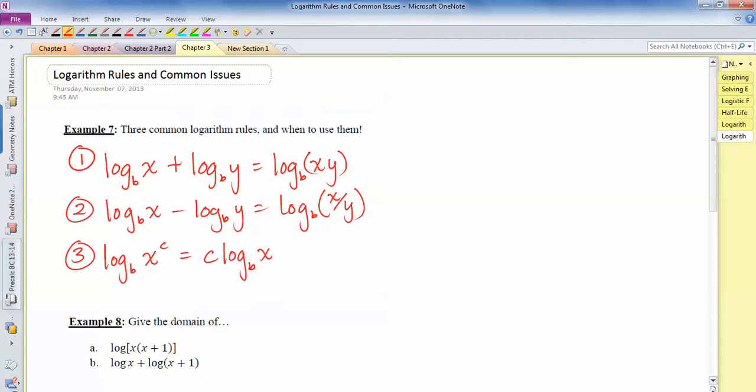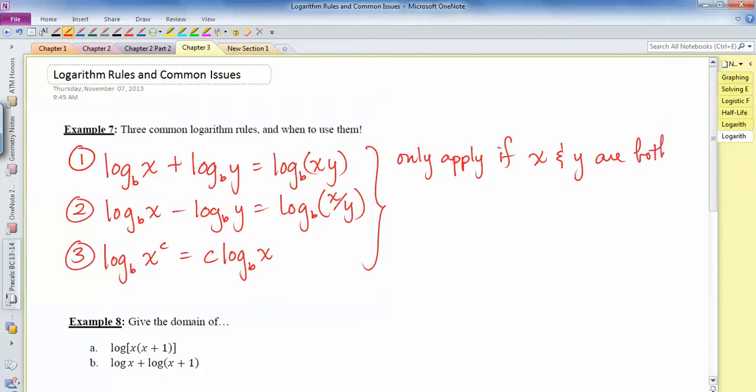So most students think, okay, great, I've got the rules, I can use them whenever I want, which is wrong. So these rules only apply if you know that x and y are both positive. Okay. And so here's why. I'll just look at the first example here. So I'm going to highlight this one.